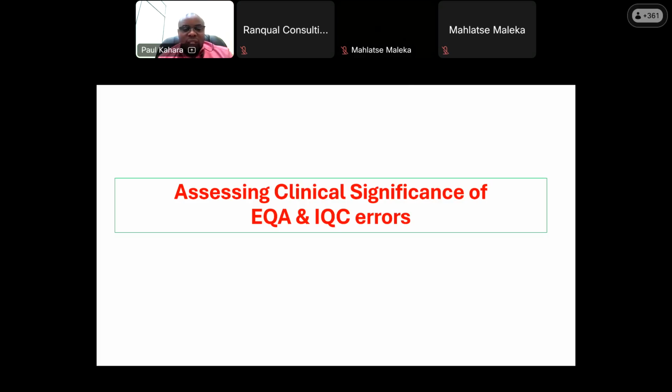So once we have done our IQC and even our EQA, and we have received whatever outcome, and in most cases the failures, we need to ask ourselves, where is our patient? How is our patient doing if this is the kind of results we are getting from the EQA provider? So that's something that we need to consider even as we proceed with this webinar.